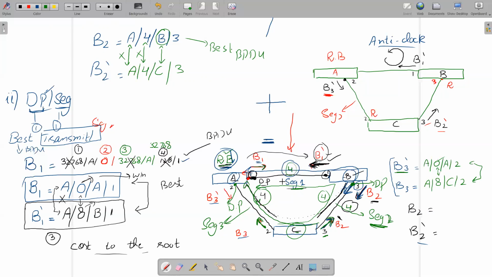So we have done with 3 segments. In segment 1, this is elected as a DP. In segment 3, this is elected as a DP. And in segment 2, this port has been elected as a DP. Done with the second step as well. So let me draw this clearly.